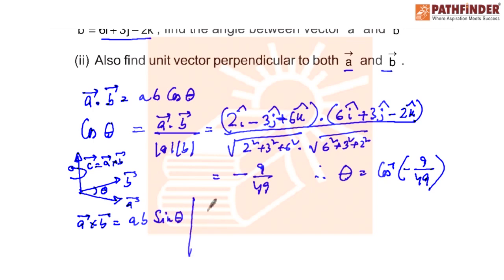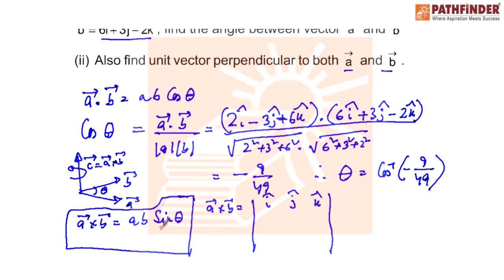And when you are doing the actual operation of a cross b, then you put i, j, k, and then write down this box where I should put the formula. And when you write down the coefficients, it's 2, minus 3, 6, and then 6, 3, minus 2. So this on calculation yields you minus 12i plus 40j plus 24k.